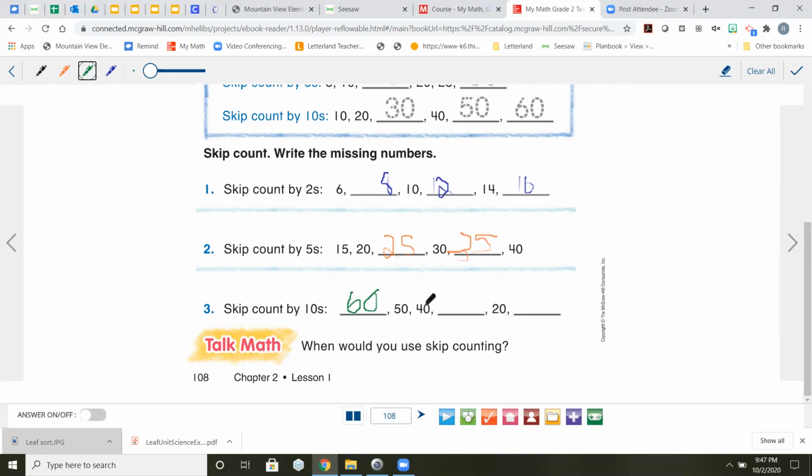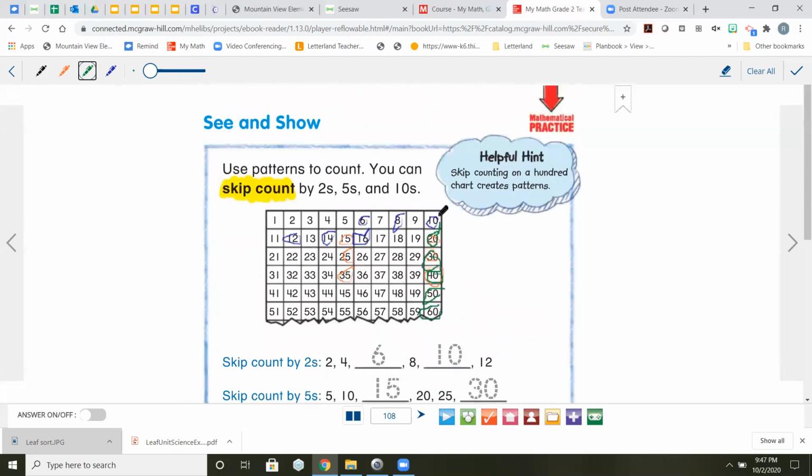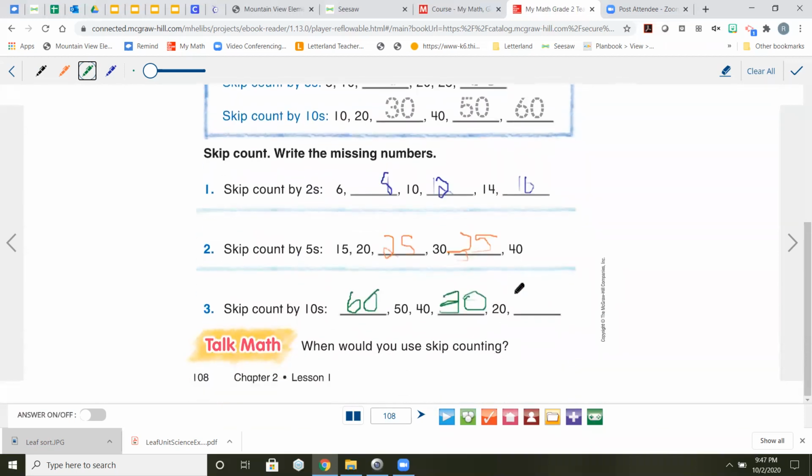60, 50, 40, 30, 20, and now we need to find the next one. Oh, there's 10. So you could go that way, or you could look at it and think of this. If I'm skip counting by tens, what would I say right before 20? 10. And then look at it backwards and go 10, 20, 30, 40, 50, 60. And then you could look at it that way and get it correct.